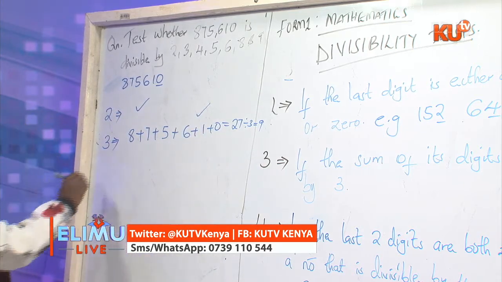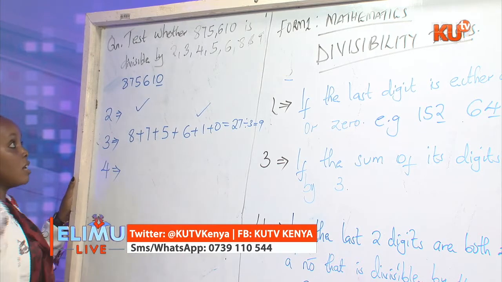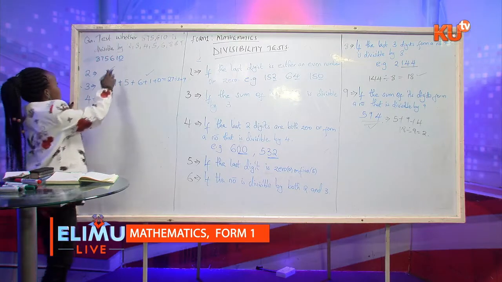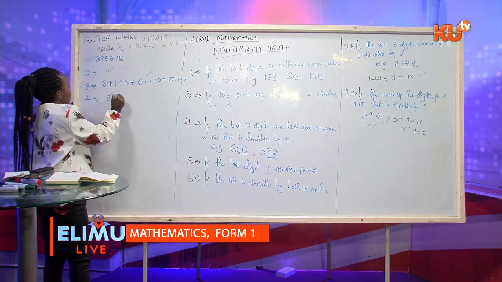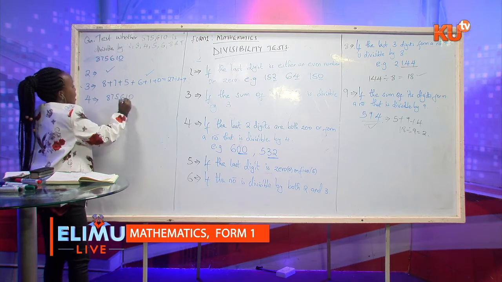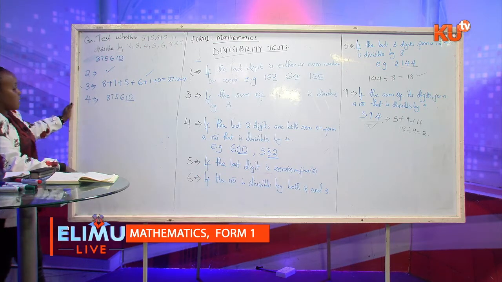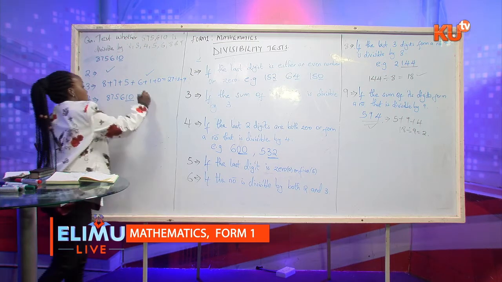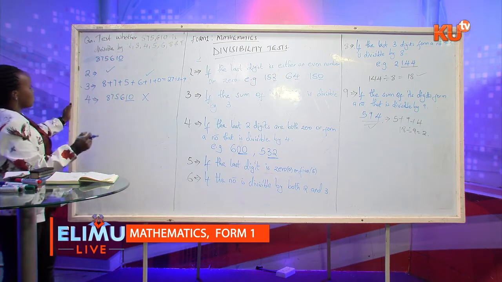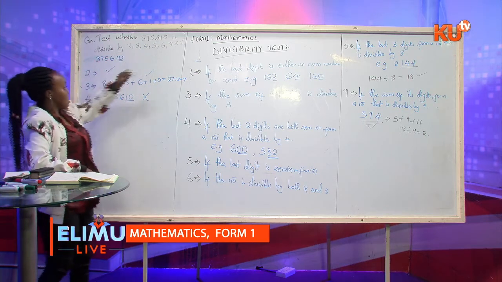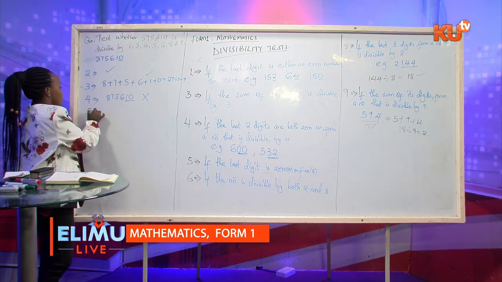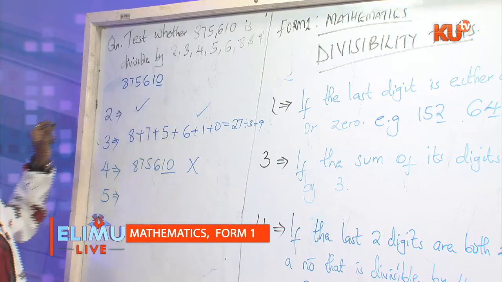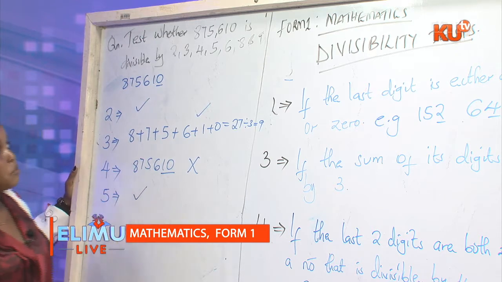We go to the next one. A number is divisible by 4 if the last two digits are both 0 or form a number that is divisible by 4. Our number is 875,610. Our last two digits there are 10. 10 is not divisible by 4 because we are going to have a remainder of 2. Therefore, this number is not divisible by 4. So we continue. Next is by 5. A number is divisible by 5 if the last digit is 0 or 5. Our last digit is 0, meaning that this number is divisible by 5.